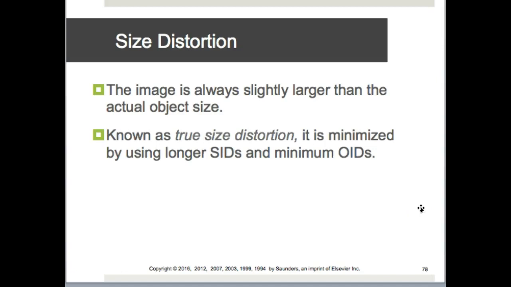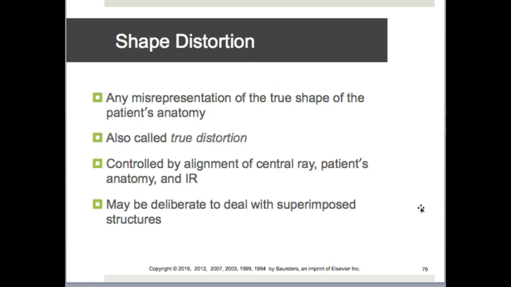So size distortion is always slightly larger than the actual size. This is known as true size distortion. It is minimized by using longer SIDs and minimizing OID. Shape distortion, any misrepresentation of the true shape of the patient's anatomy, also called true distortion, is controlled by alignment of the central ray, patient anatomy, and the IR.